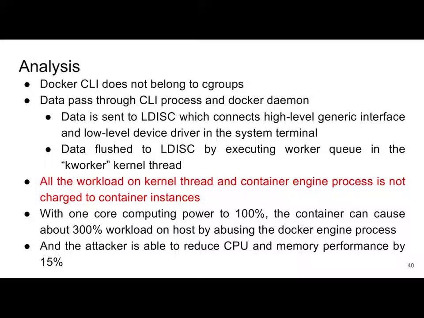The author measured the workload generated in a container engine by repeatedly showing all the loaded modules in the host in the terminal and illustrated the result in a figure. Again, the utilization of the container is limited to 1 core. Overall, with the 1 core computing power of 100%, the container can cause around 300% of workload on the host by abusing the Docker engine process. And the attacker is able to reduce the CPU and the memory performance by 15%.